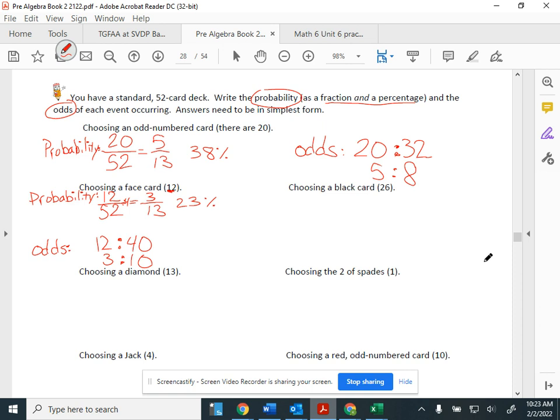So the rest of this page, you should be able to do, always looking at what's the total outcome, what's the unsuccessful outcomes, depending on if you're doing a ratio or if you're doing the fraction. Let's look at our second page.